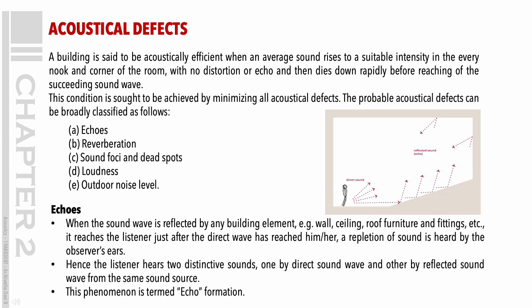Acoustical defects. A building is said to be acoustically efficient when an average sound rises to a suitable intensity in every nook and corner of the room, with no distortion or echo, and then dies down rapidly before the arrival of the succeeding sound wave. This condition is sought to be achieved by minimizing all acoustical defects. The probable acoustical defects can be broadly classified as follows.